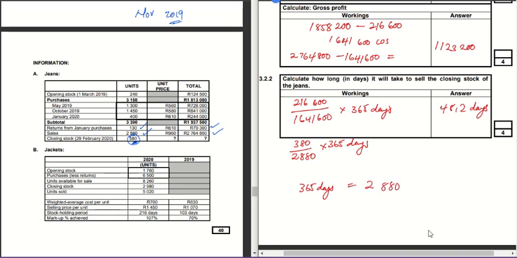So this is what you have. Now what you want is to know how many days it takes to sell 380. So you simply say what you want, which is 380, over what you have, which is 2,880, multiplied by what you have in days, 365. It will now give you what you want in days. This is the simplest way you can understand this particular question.